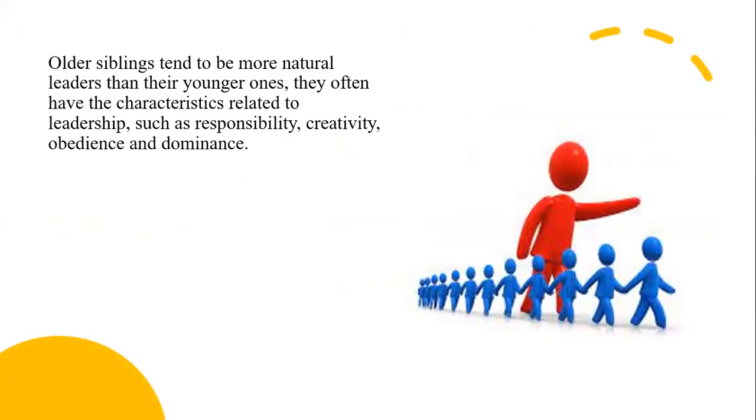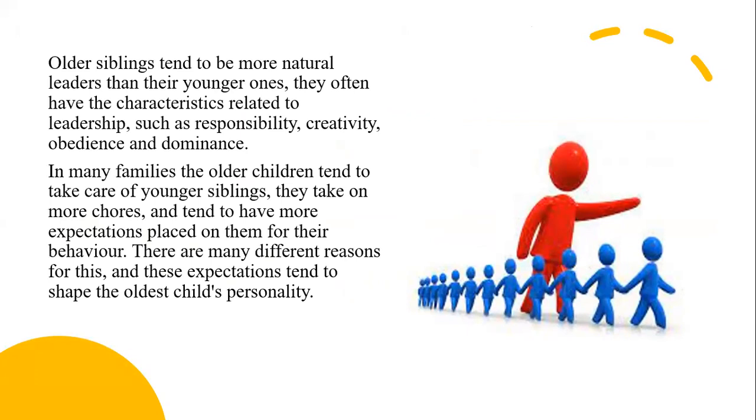Older siblings tend to be more natural leaders. They often have the characteristics related to leadership, such as responsibility, creativity, obedience, and dominance. In many families, the older children tend to take care of the younger siblings. They also take on more chores and tend to have more expectations placed on them from their parents. There are many different reasons for this, and these expectations tend to shape the oldest child's personality.